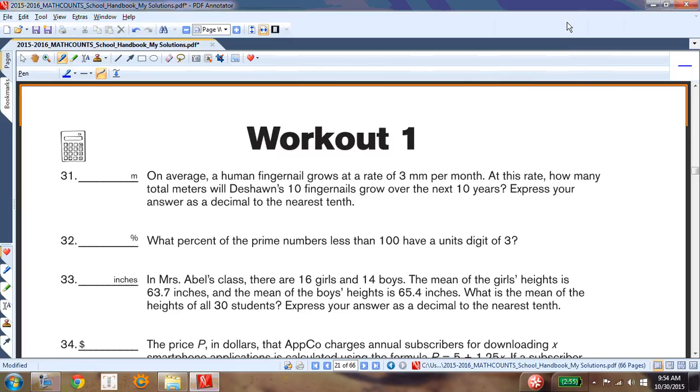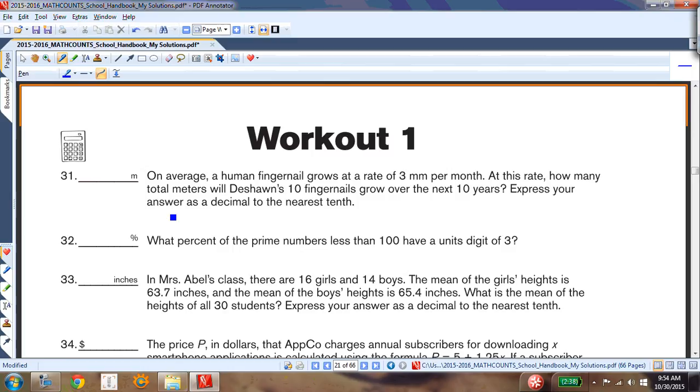Okay, this is workout number 1 for 2015-16 math accounts. It says on average, a human fingernail grows at a rate of 3 millimeters per month. At this rate, how many total meters will Deshaun's 10 fingernails grow over the next 10 years? Express your answer as a decimal to the nearest tenth.